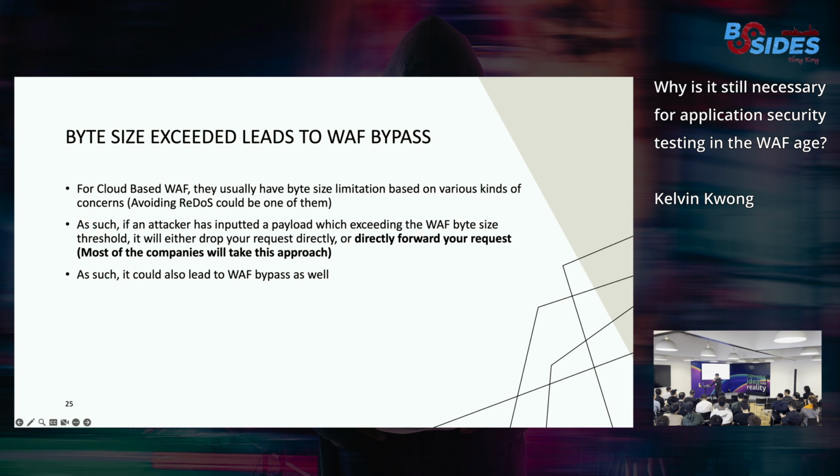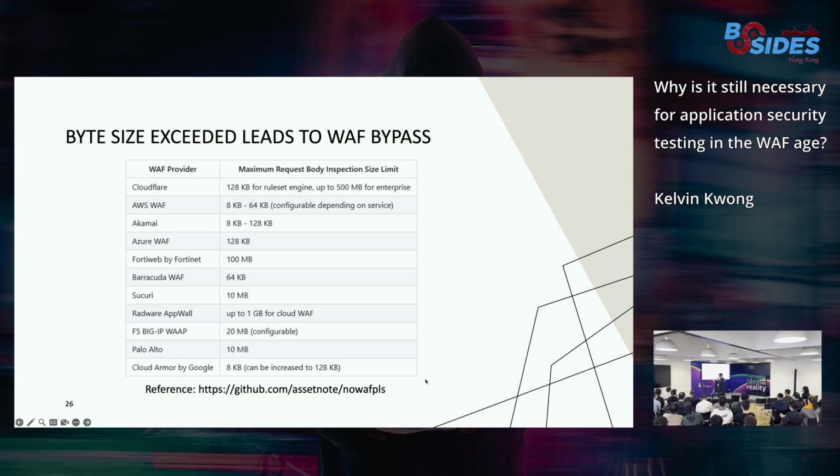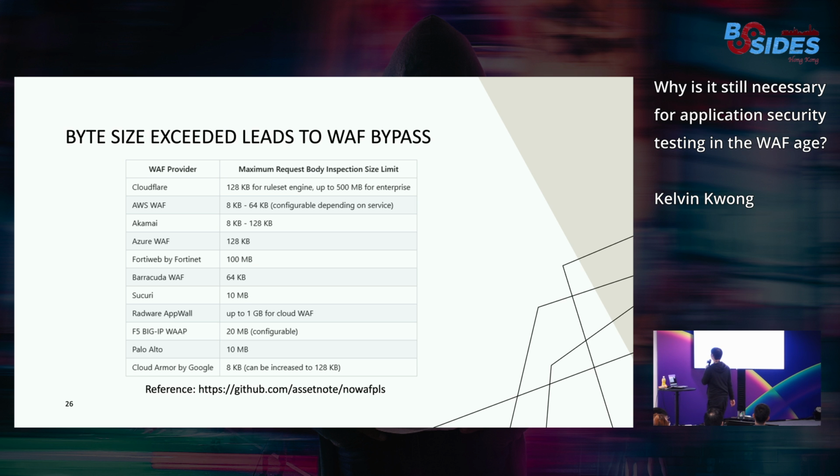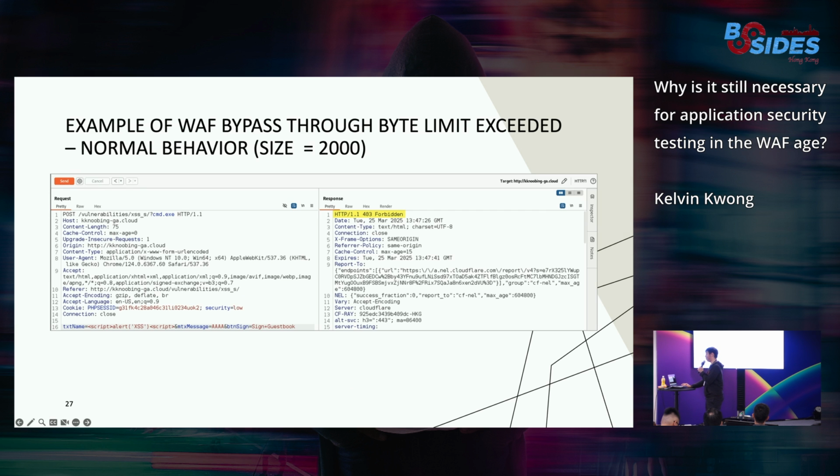Here are some examples of the actual maximum request size for the majority of cloud vendors. You can see AWS has 8 kilobytes, and Akamai ranges from around 8 kilobytes to 128 kilobytes. But you can see, from different vendors' perspectives, they do have their own limitations. To simply demonstrate this kind of attack, I use my own WAF instead, because I don't want to challenge every vendor. In this example, I just set up my byte control to 2,000 bytes.